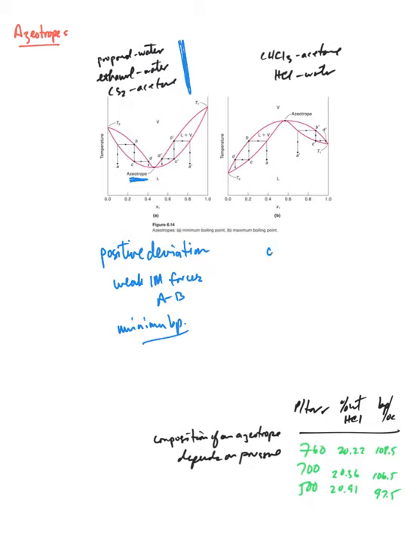Alternatively, when you had mixtures that had negative deviations, those were ones when you had strong intermolecular forces between A and B. Our textbook author says that this is a much rarer situation, but they did give two examples. If you have chloroform and acetone, and hydrochloric acid and water, you get a maximum boiling point spot. So some interesting things happen here.